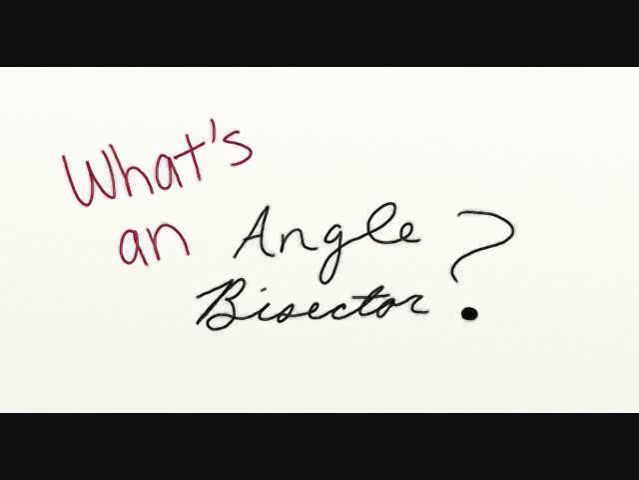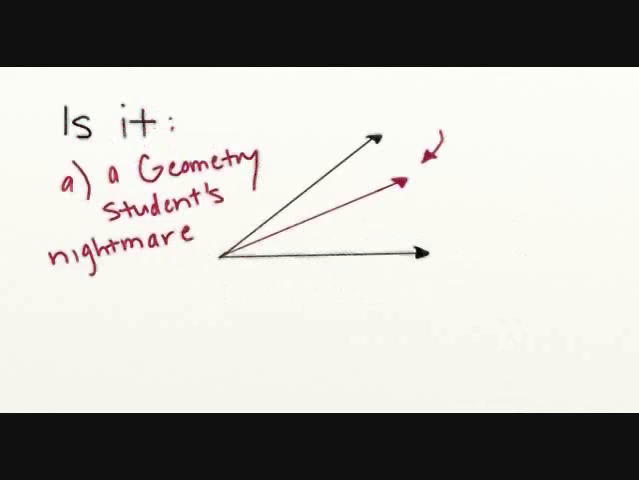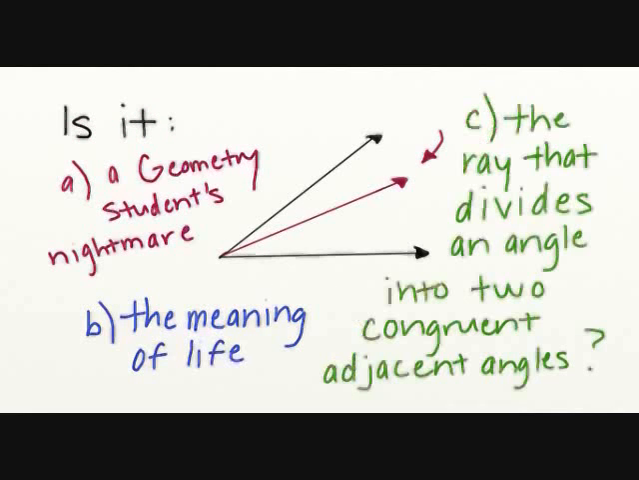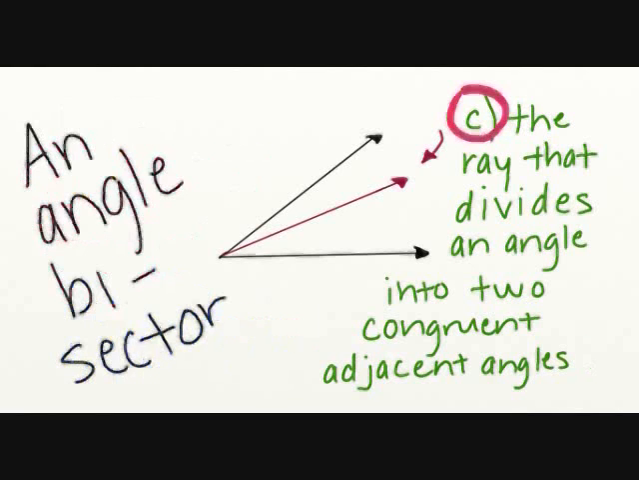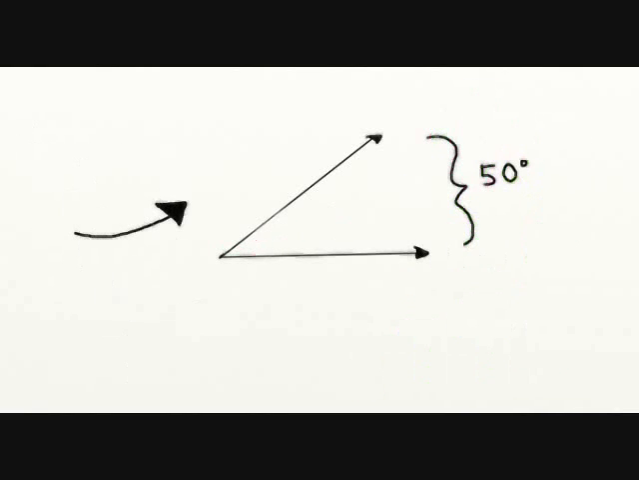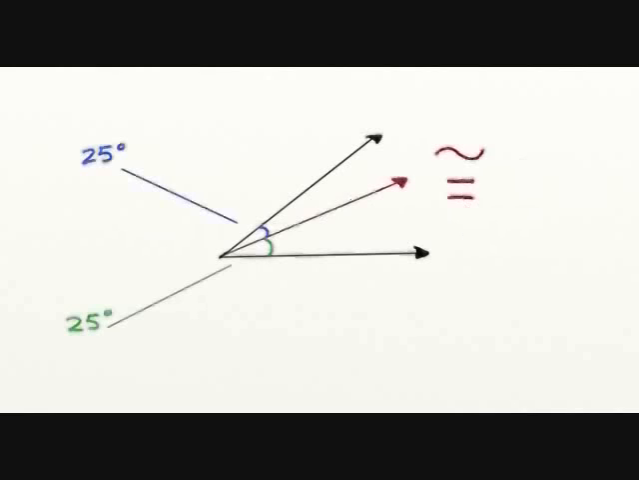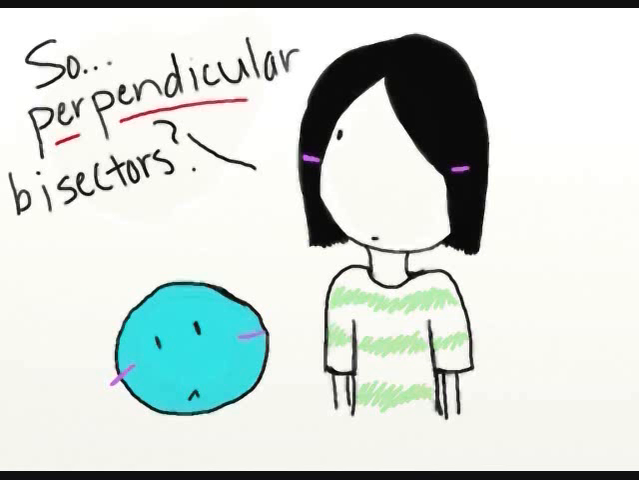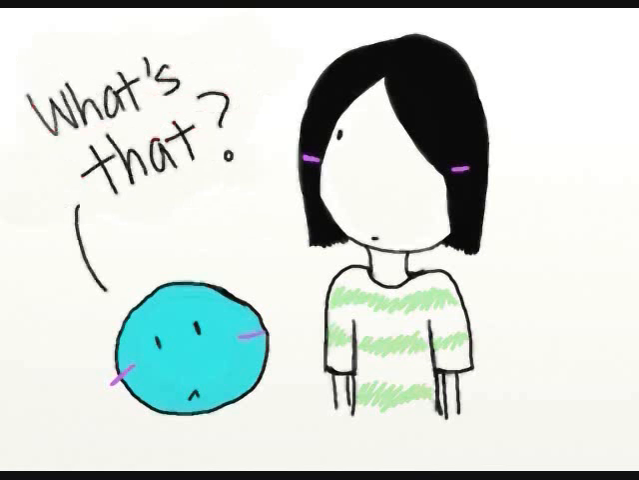What's an angle bisector? Is it a geometry student's nightmare, the meaning of life, or the ray that divides an angle into two congruent adjacent angles? If you picked A, you're wrong. If you picked C, you're right. An angle bisector cuts an angle in half. So if this angle equals 50 degrees, then an angle bisector will cut it into two congruent angles, where both would equal 25 degrees.